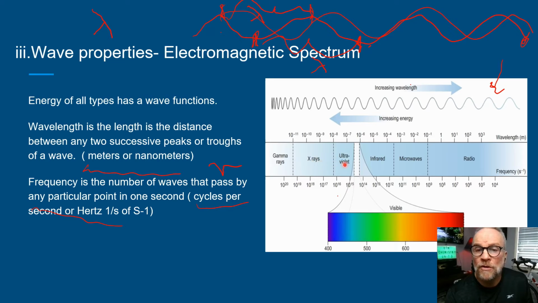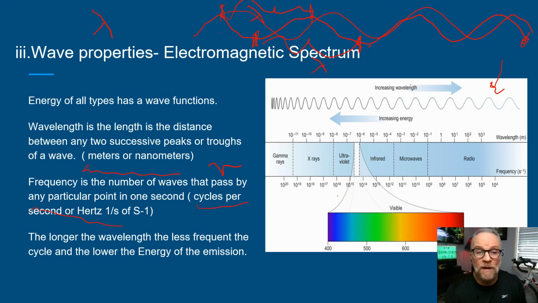The same is true for our electromagnetic spectrum. We've got gamma, X, UV, visible, infrared, microwave, radio wave. Gamma waves are very, very short and very, very energetic, followed by X-rays, ultraviolet rays, infrared rays, microwaves, and radio waves. Gamma waves are the shortest, around 10 to the negative 11th meters. In the visible spectrum, we're around 10 to the negative 7 to 10 to the negative 6 meters. Then they get progressively longer, 10 to the second, 10 to the third for radio waves. The longer the wavelength, the less frequent the cycle, and the lower the energy of the emission.